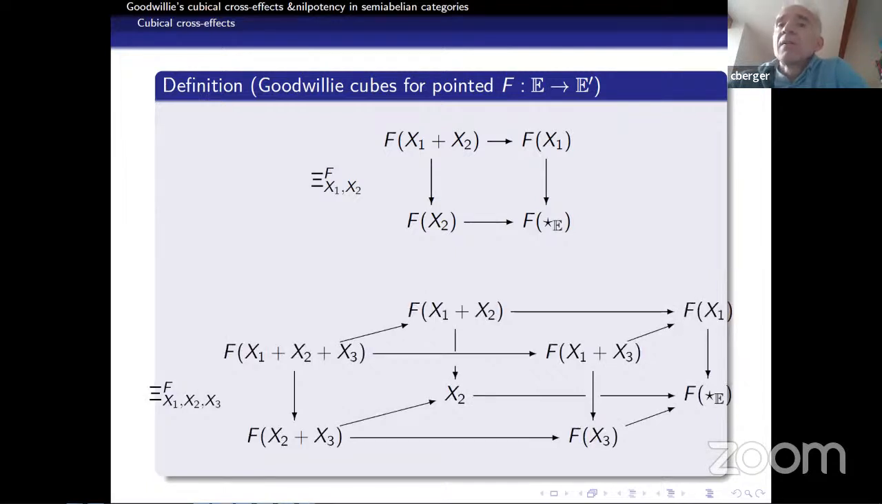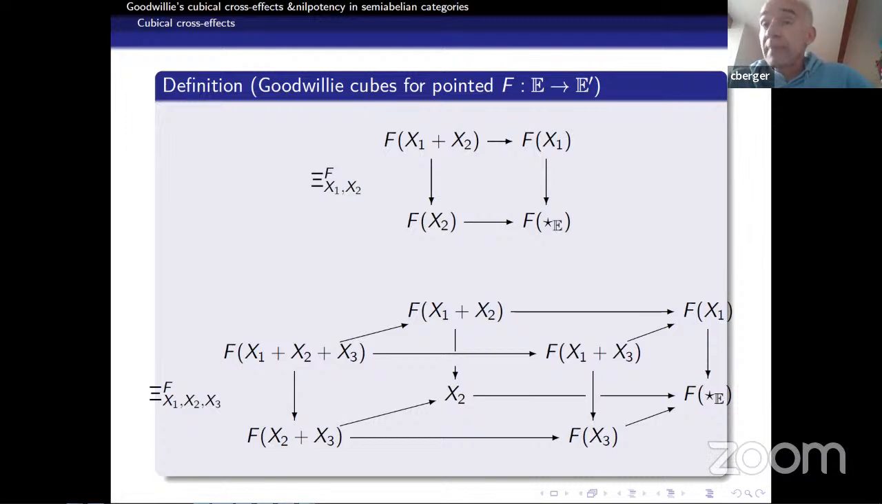So in the next dimension, you have a cube. You take three objects. You have a sum of three objects. You can contract, and then you can apply f. I have forgotten to put f of x2. There is an f which is missing in the diagram. But this gives you a cube. And now, if you drop the left corner, so in the square above, you drop f of x1 plus x2, or in the cube below, you drop f of x1 plus x2 plus x3, then you get a punctured cube.